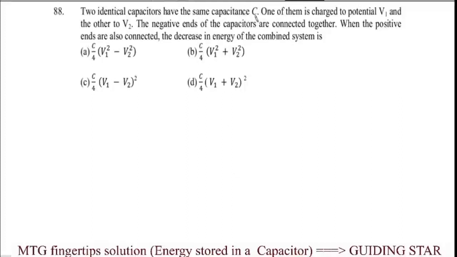In this question, two identical capacitors have the same capacitance C. One of them is charged to potential V1 and the other to V2. The negative ends of the capacitor are connected together. When the positive ends are connected, the decrease in energy of the combined system is.